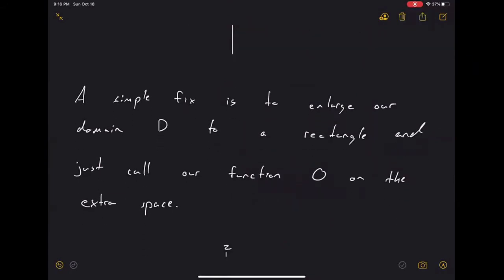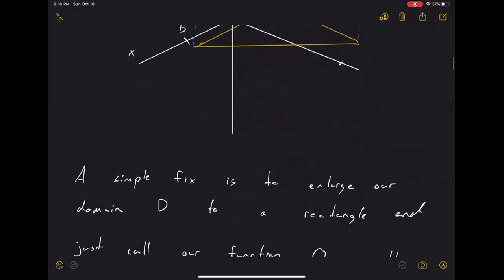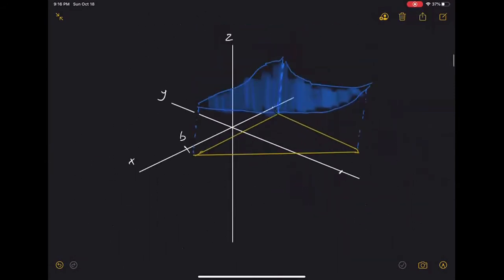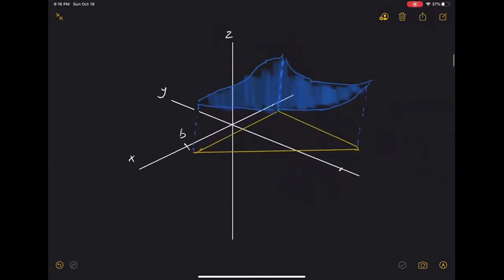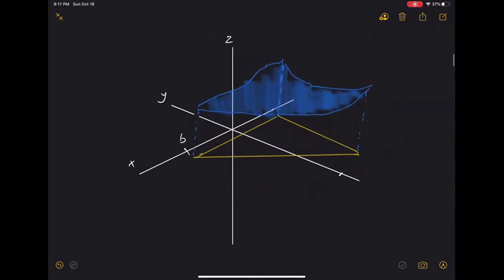Let's say I want to integrate this blue function which has our yellow domain. How do I integrate that? It's not on a rectangle. I'm just going to enlarge that yellow triangle into a rectangle. And if I'm enlarging the domain, I have to define my function there. Let's say I'm trying to make this into a rectangle. What is my function going to be here then? And how is that not going to affect my integral?